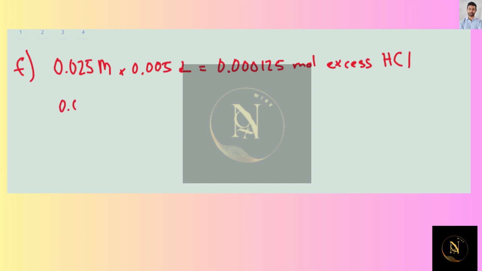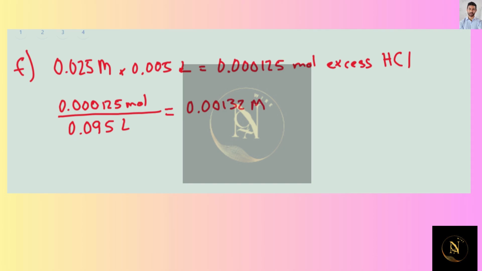And so we calculate the concentration by dividing these moles by the volume, which is 0.095 liters. And that gives us a value of 0.00132 molar. And this gives us a pH value, when we take the negative log, of 2.88.